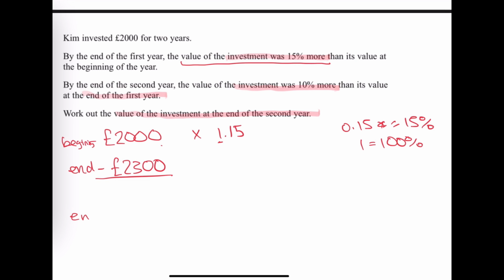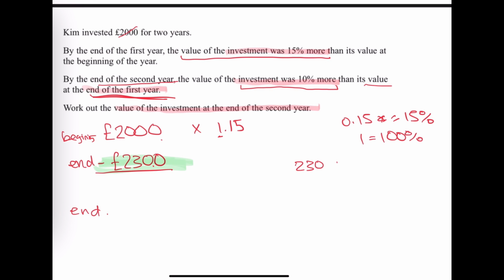So then it says by the end of the second year, the value of the investment was 10% more than its value at the end of the first year. So we have to use this value now. We do not use this anymore because it doesn't refer to it, it refers to the end of the year. So we just do 10% more. So we know 10% more is just, 230 is 10% of 2,300. So what you do is just move away a 0, and that's how you figure it out. You could have also just times it by 1.1.